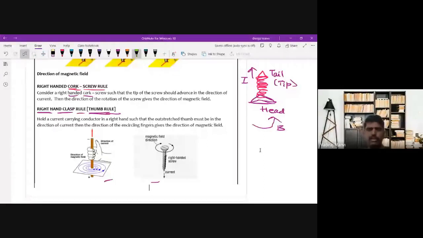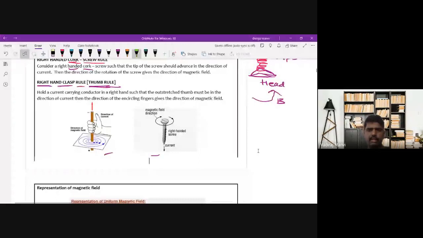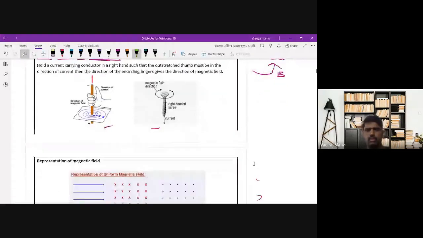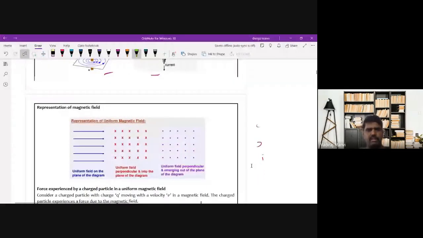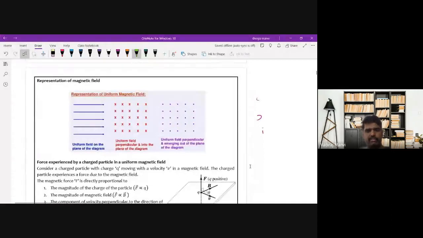Okay, so from this we understood that whenever I take a conductor carrying current, it must create its own magnetic field. Fine. Then how do I represent a magnetic field? Observe this diagram, very, very important.